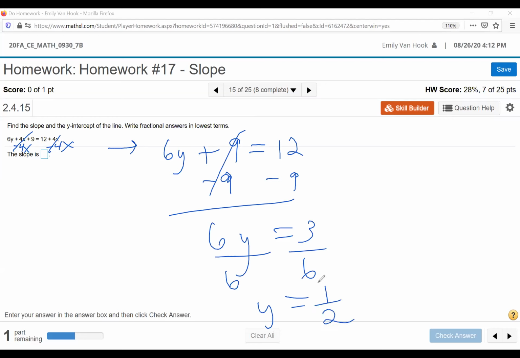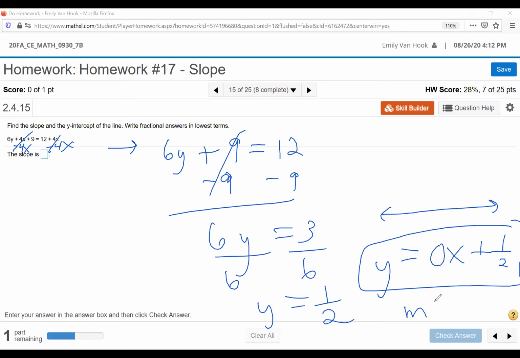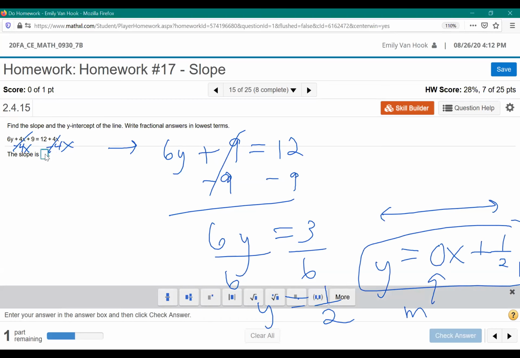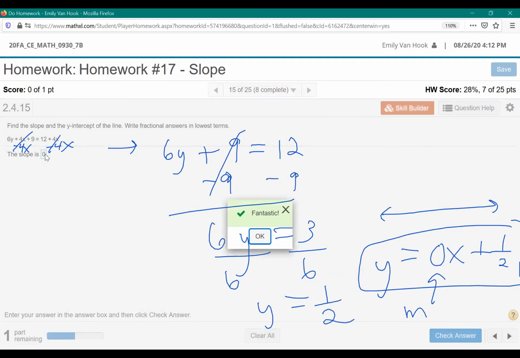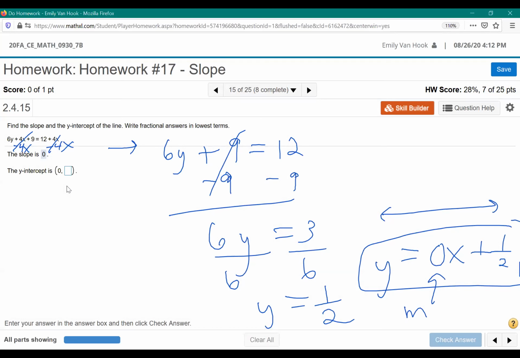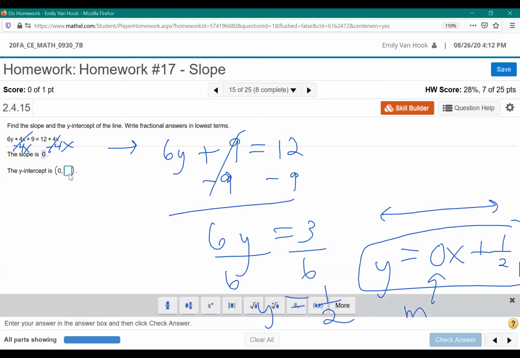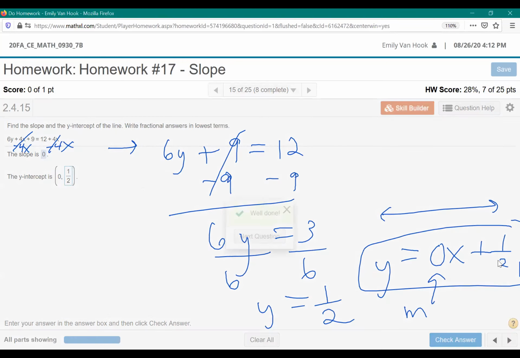So when you have y equal to a number, that's just a horizontal line. Okay, so there's no x here. It's kind of like y equals 0x plus 1/2. That's another way to see it. So the slope is actually 0 for this one. It's kind of an unexpected answer here. So the slope is 0. The y-intercept is (0, 1/2). So that b term is 1/2.